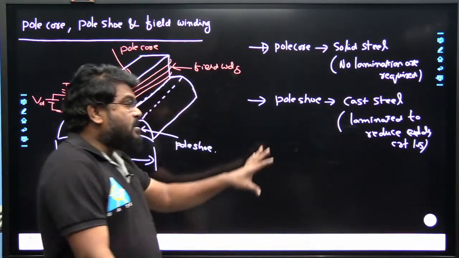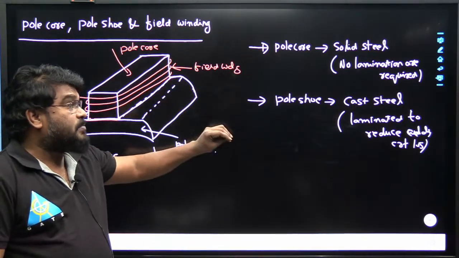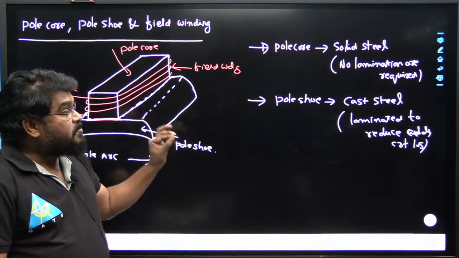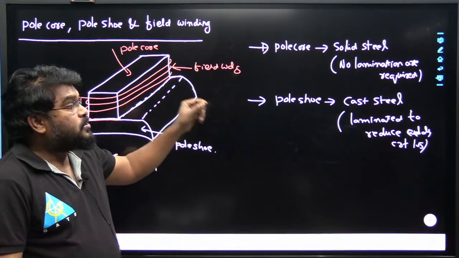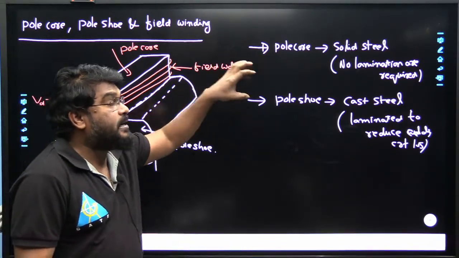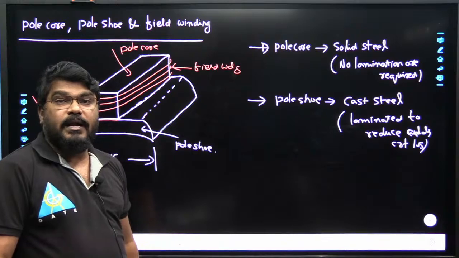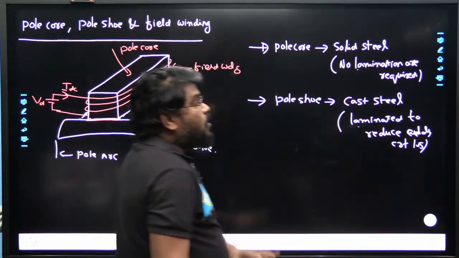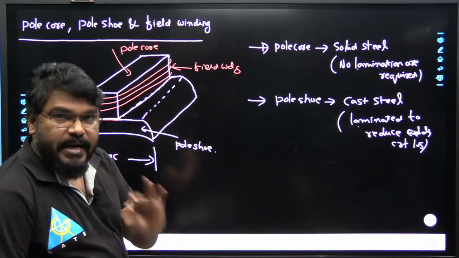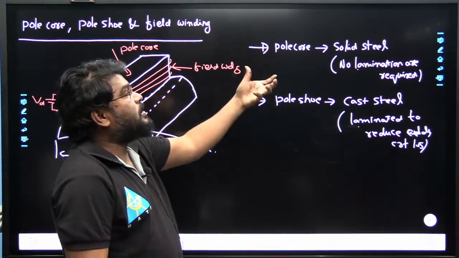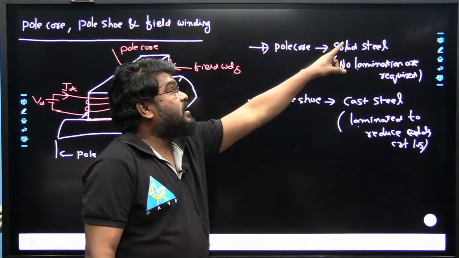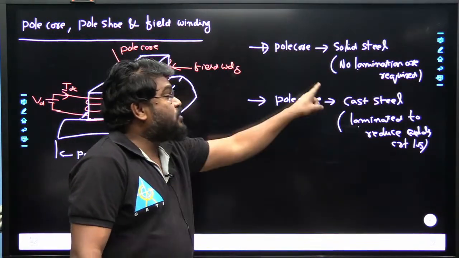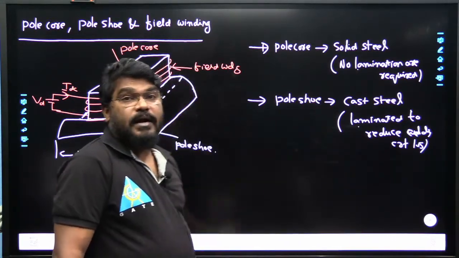So what is meant by eddy current loss? We have already discussed that in transformers. Eddy current loss is nothing but wastage of power in the form of heat, due to temperature rise in the magnetic core part. So here one is laminated and the other requires no lamination. Why? I will tell you that part. So the pole core is made with solid steel, and the pole shoe is made with cast steel and should be laminated to reduce the eddy current losses.